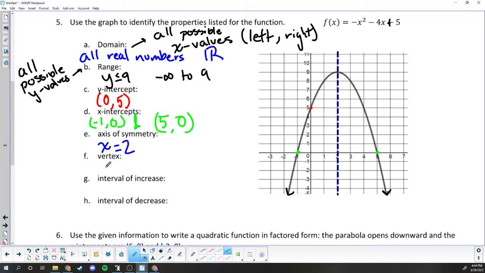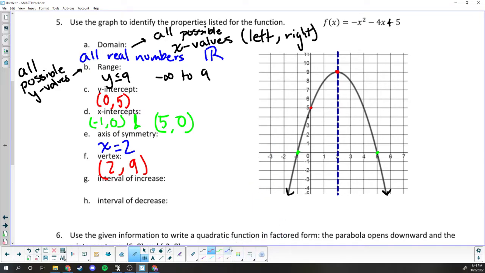The axis of symmetry and the vertex are related. They always happen at the same x value. The difference is that the vertex is a point, right? It's the actual coordinate point that exists on the graph, which in this case is all the way up here, (2, 9), right? That's the y value, just x, y. All right. Last two questions.